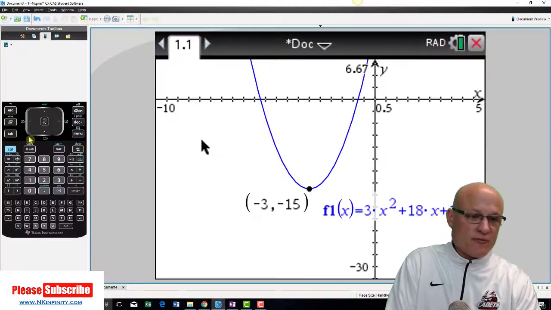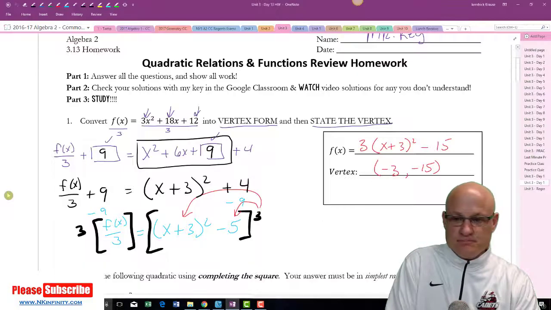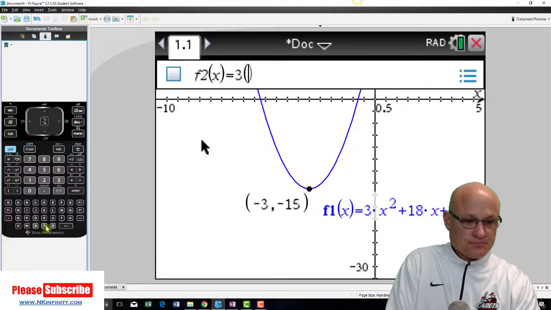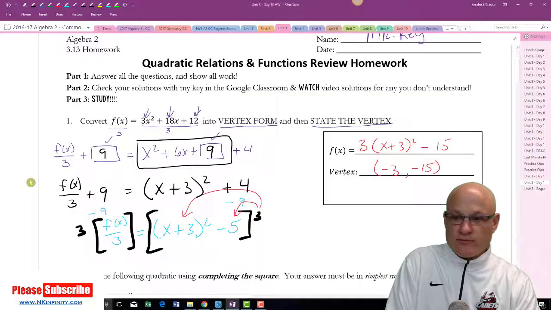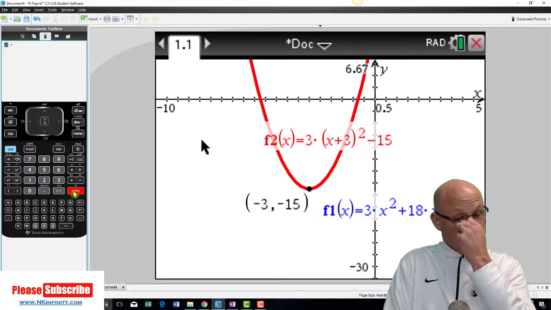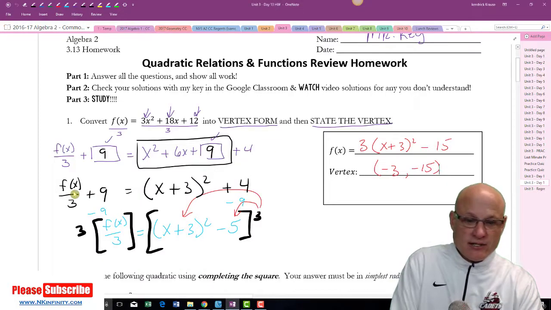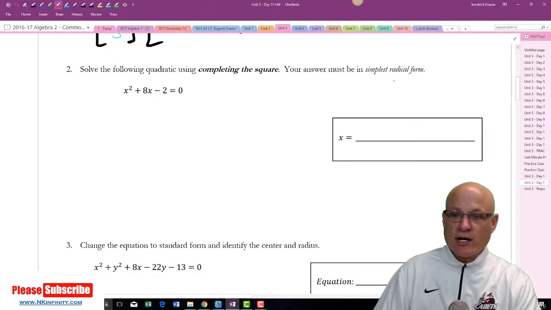The other way to do it, don't forget, is to press tab, do 3 parenthesis x plus 3 parentheses squared minus 15. And it should map right over it. There it is, mapped right over it. We're good. That's it.